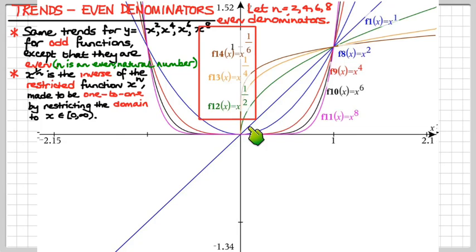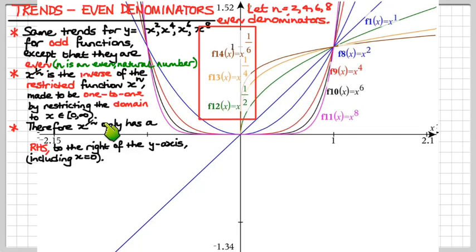So we take the right-hand side of these, x to the 2, 4, 6, 8, and then we can get an inverse, and the inverse is x to the half, x to the fourth, x to the sixth, and x to the eighth, right? Yeah, they're mirror images. It's beautiful, isn't it? The pattern is beautiful. Now, therefore, I'm saying that x to the 1 over n only has a right-hand side, and that's why it only has a right-hand side if the n is an even number, to the right of the y-axis, including x is 0. All right? Yeah, it's fantastic, isn't it? You know, when you get into it.